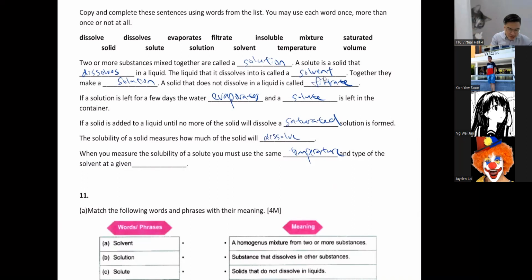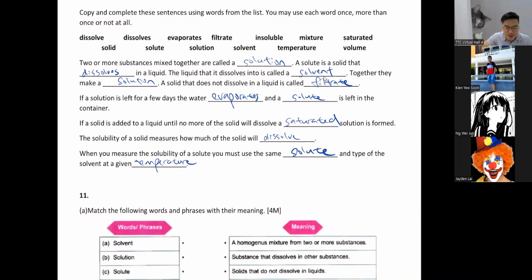And then the type of the solvent at a given temperature. Same given temperature, whereas for this one, they must have the same solute. You must use the same salt on both sides, because you're just changing the solvent. Can you understand?